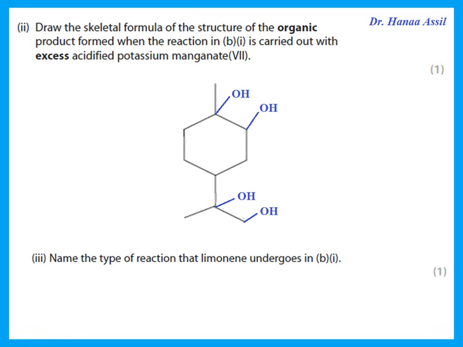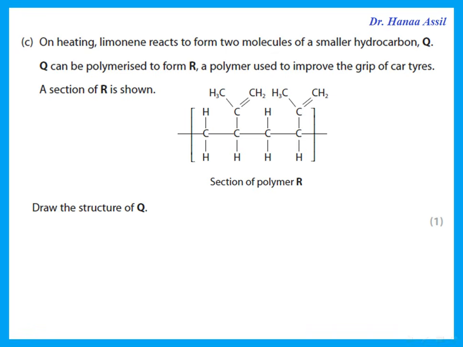Name the type of reaction that limonene undergoes, of course, with acidified potassium manganate. What is the reaction? The reaction is oxidation. On heating, limonene reacts to form two molecules of a smaller hydrocarbon Q. Now, Q can be polymerized to form R, a polymer used to improve the grip of car tires.